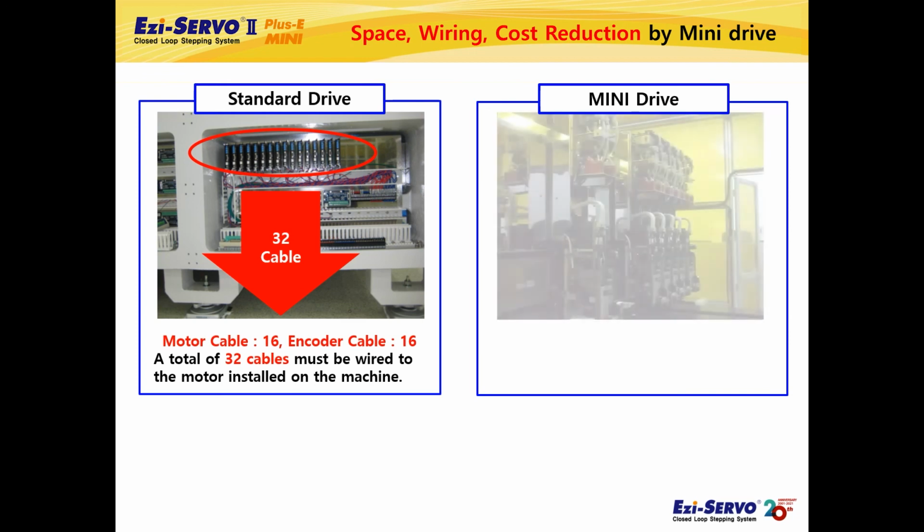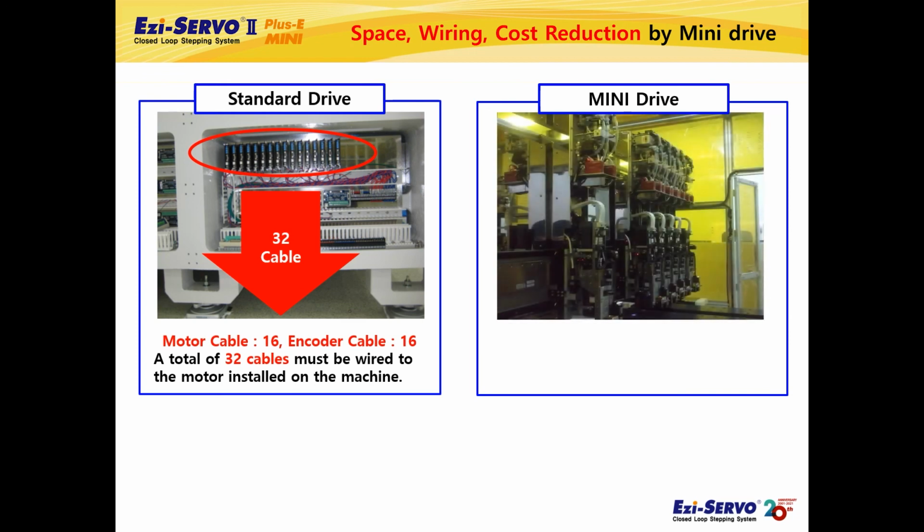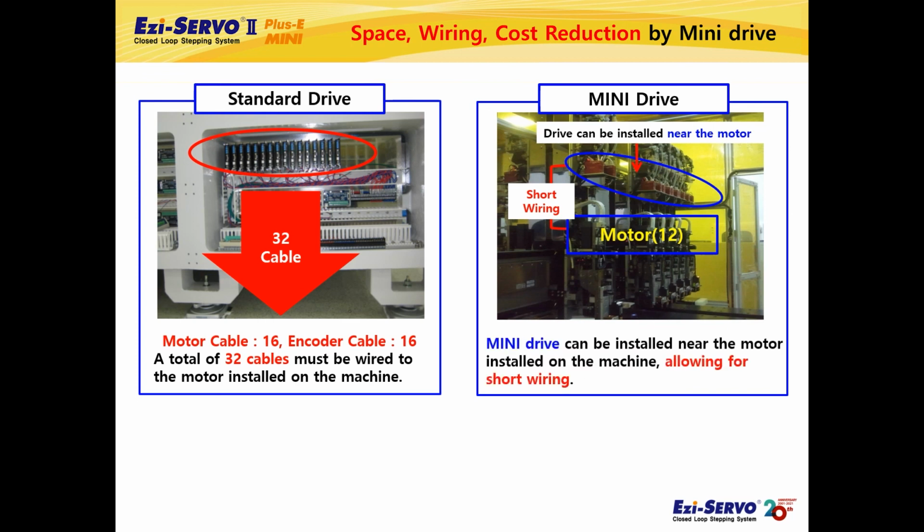If you look at the photo on the right, 12 axes of mini drive are applied to the machine. In this case, the distance between the motor and the drive is so close that the cable length is shortened. So there is no need for a separate space for drive installation as in the left. Therefore, the cable length is shortened and wiring is reduced, which can result in cost reduction. Until now, I've introduced Ezi-SERVO 2 Plus-E Mini.